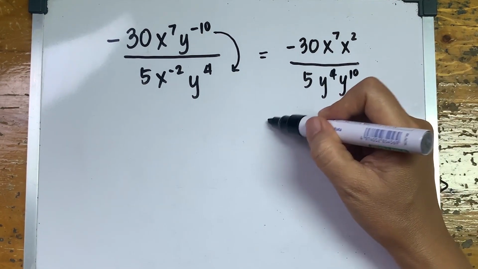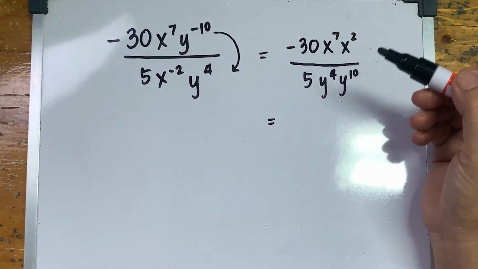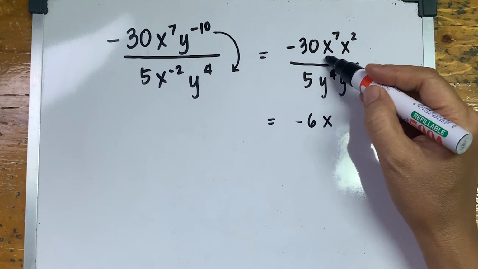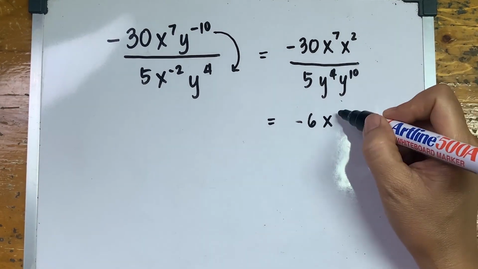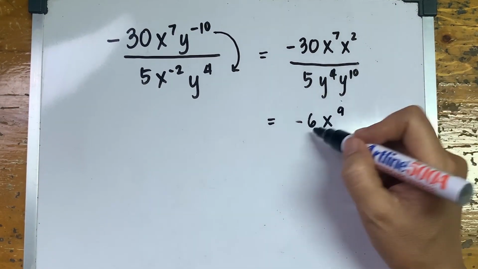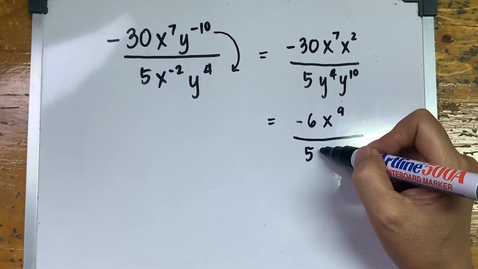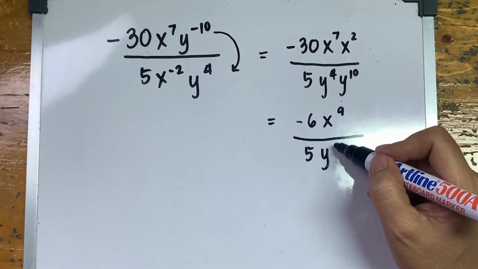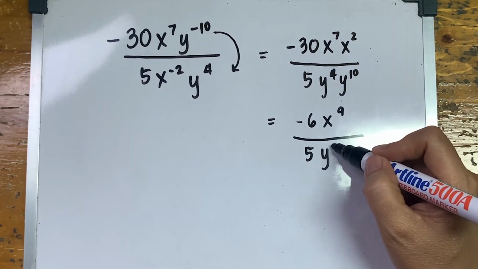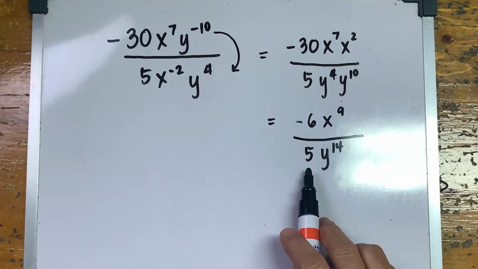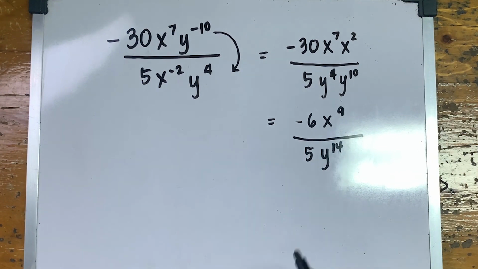Again, let's work on the numerical coefficient. So this one will give us negative 6. And since these two have the same base, add the exponents. It's x to the 9th power. And then for this one, it's 5y to the 10. 4 plus 10 is 14. So it's negative 6 x to the 9 over 5 y to the 14th power.